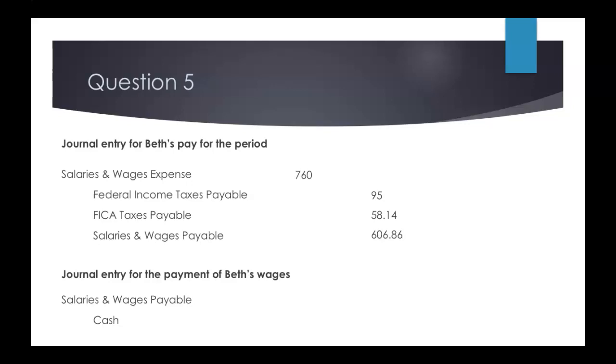So how do we figure out our number? Well, we look up at our last entry. And in our last entry, we credited salaries and wages payable for $606. Well, let's throw that now into this entry. So we are now decreasing our salaries and wages payable for $606.86. Right? This is what we said was the amount that would be on the paycheck. So the amount of cash that we are giving to Beth is $606. So that's why it goes in this entry.